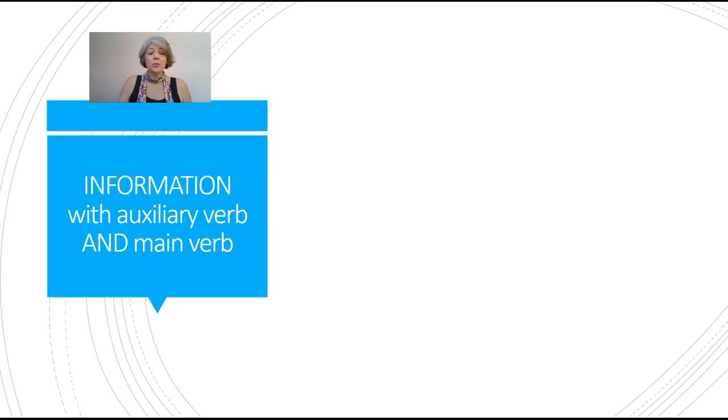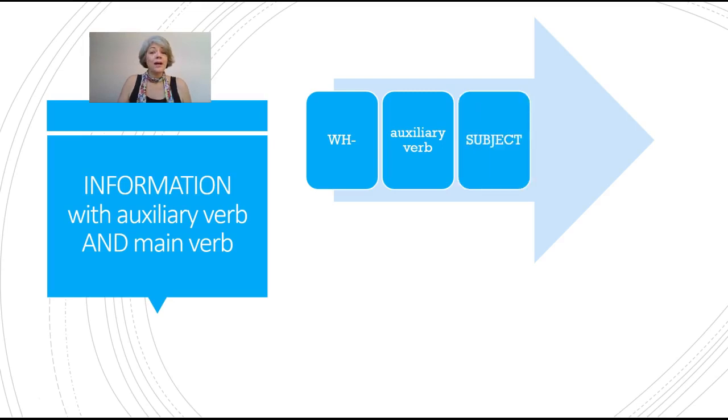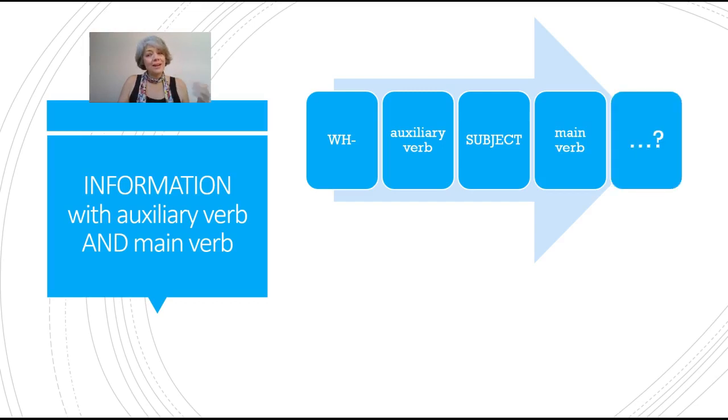So if you know this, you can improve how you ask your questions. The first question we will look at is an information question. We need a what or who or when or where or why, followed by a helping verb like do or does or be, have, followed by the subject, followed by the main verb, and then some other information. Like, what are you doing? Please repeat after me. What are you doing?